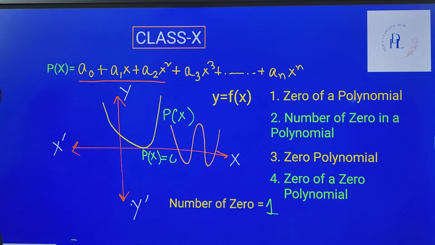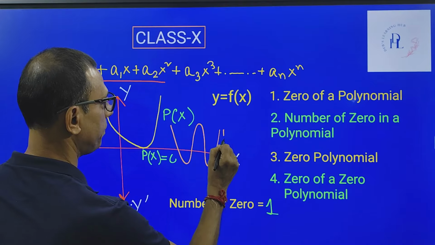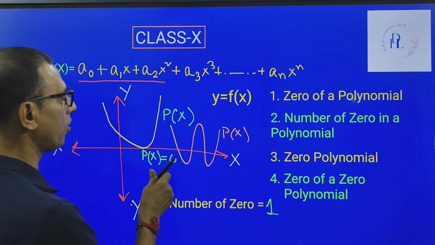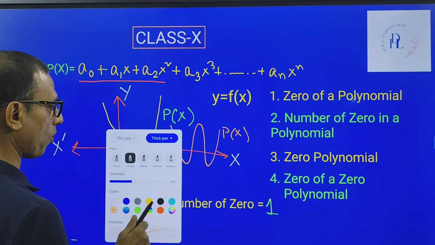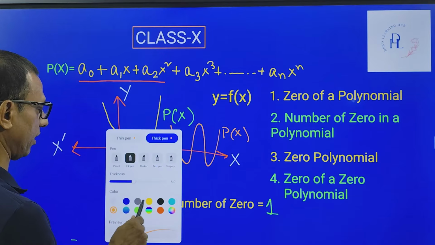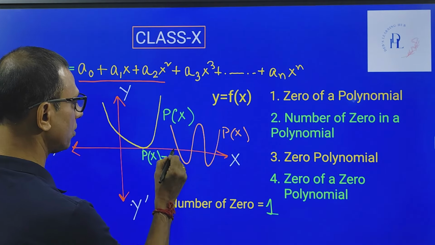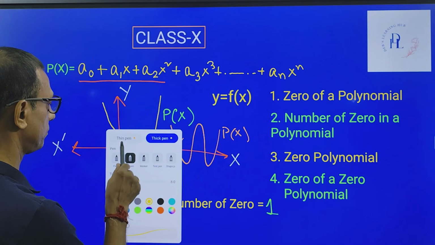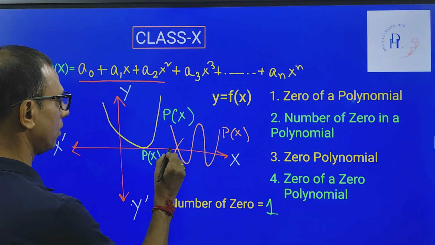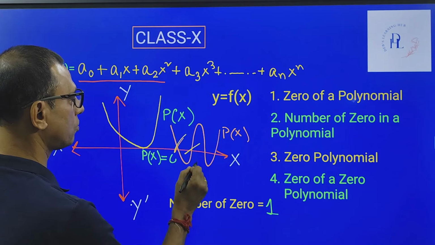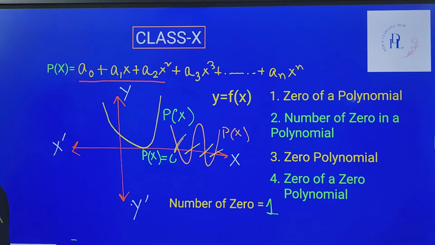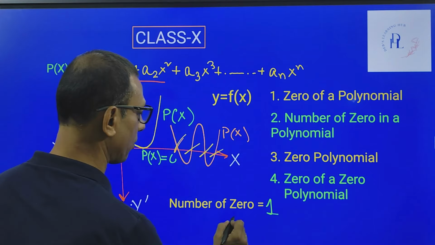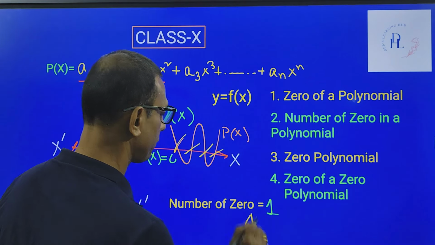So how many times is the value of p(x) 0? There are 4 points we can see from the given graphical representation. What are those? This is 1. This is the second one. This is the third one. This is the fourth one. So at these 4 points, the value of y is 0 where it intersects the x-axis. That means here the number of zeros will be 4.